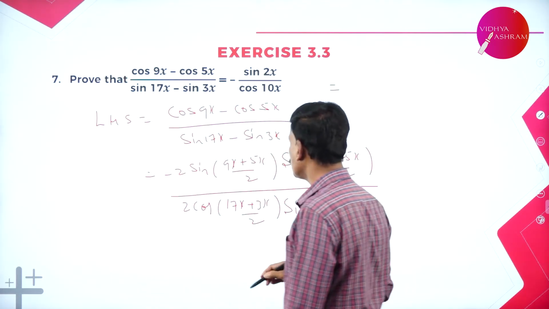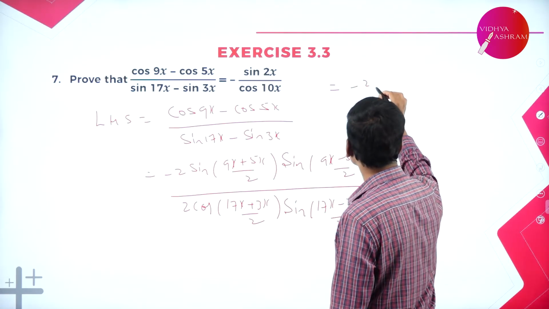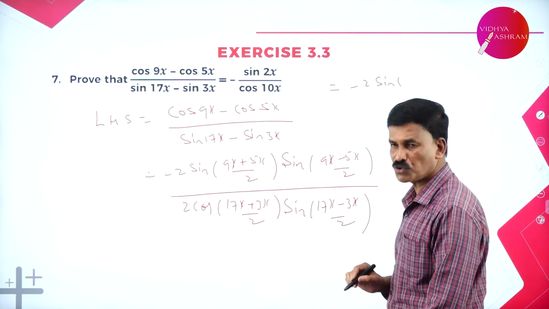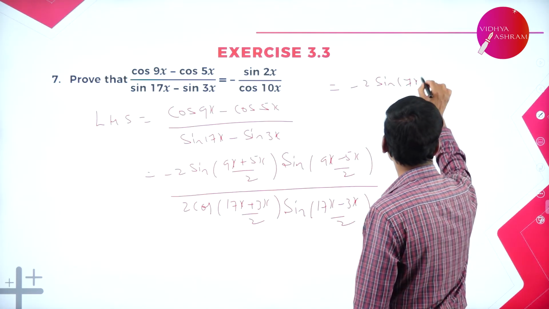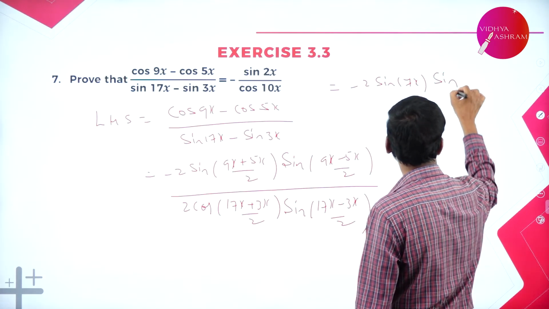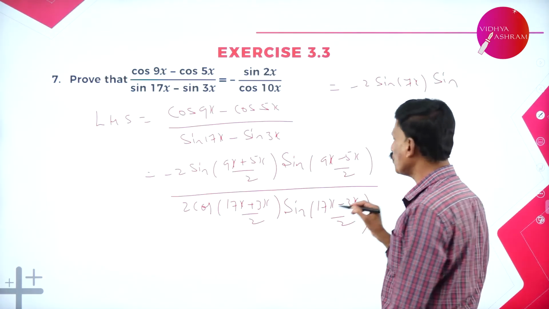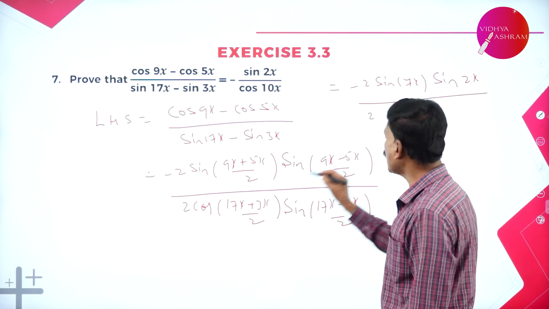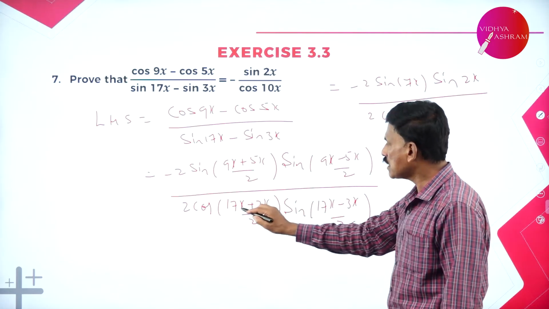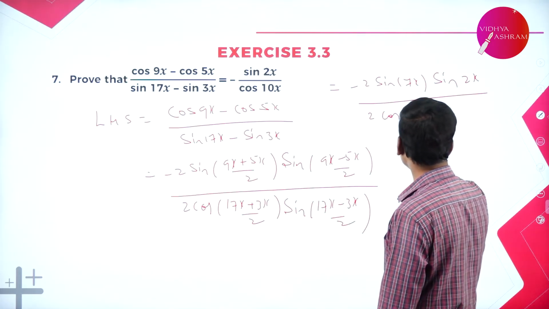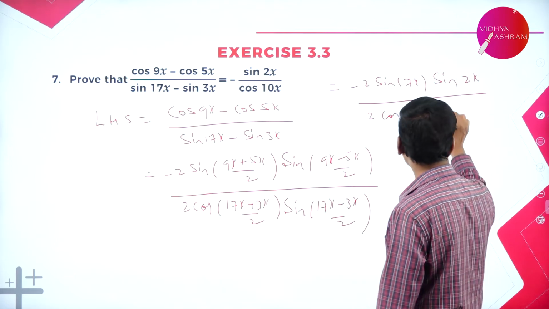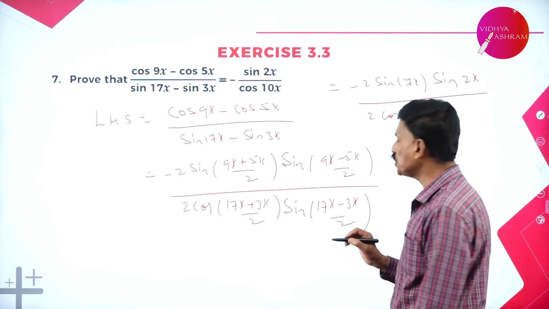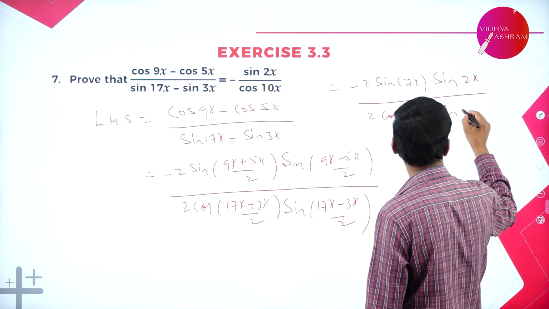Simplify this. This is equal to minus 2 times sin of (9+5)/2, 9 plus 5 is 14, 14 by 2 is 7x, so sin 7x, into sin of (9-5)/2, 9 minus 5 is 4, 4 by 2 is 2x, whole divided by 2 times cos of (17+3)/2, 17 plus 3 is 20, 20 by 2 is 10x, into sin of (17-3)/2, 17 minus 3 is 14, 14 by 2 is 7x.